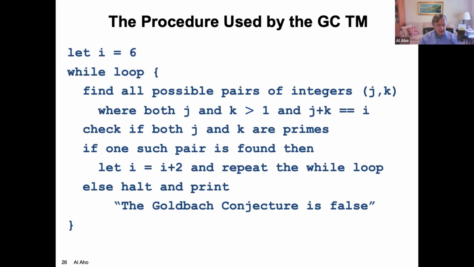And if it finds such a pair of primes, it moves up to the next even integer and repeats this process. If it finds an even integer that cannot be produced by summing a pair of primes, it halts and declares the Goldbach conjecture is false.